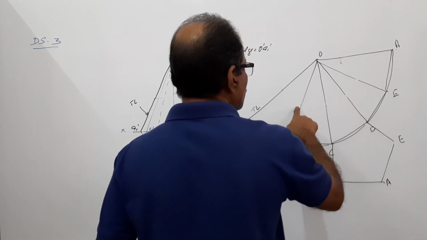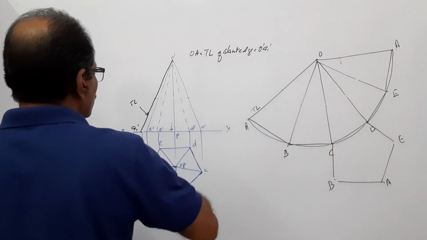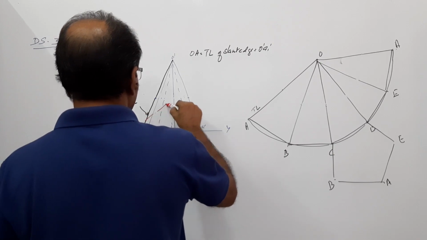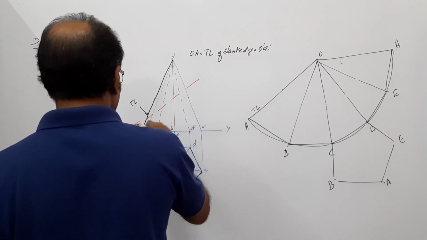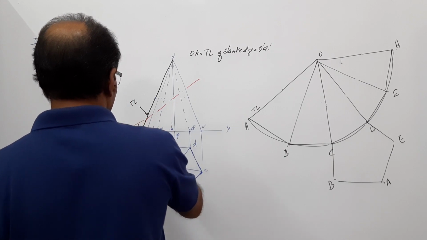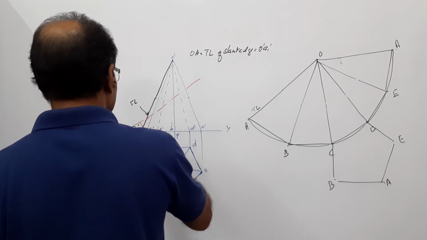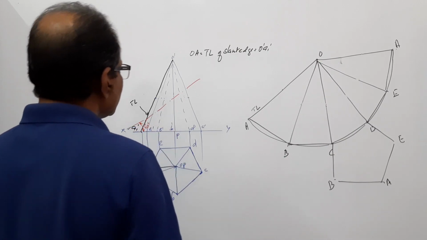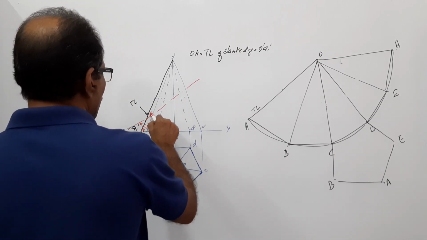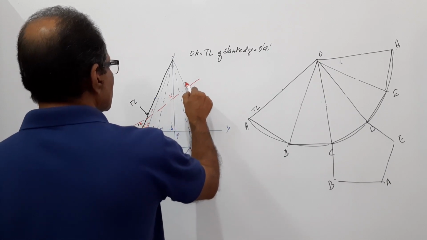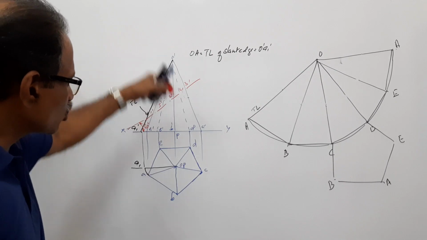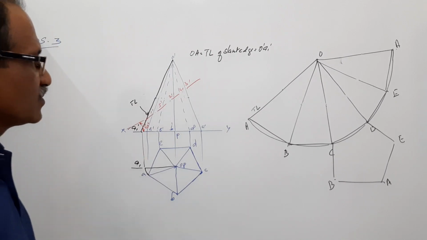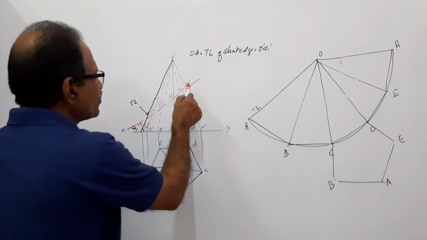The cutting plane has to pass through the center of the axis, and it also has to make 40 degrees to the XY line. Where does it cut? 1 dash, 2 dash, 3 dash, 4 dash, 5 dash. You can drop them to get the plan, but we are not interested. You have to go to development. None of them is on true length.